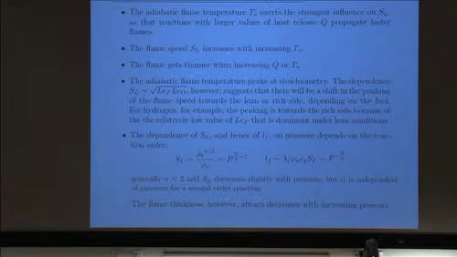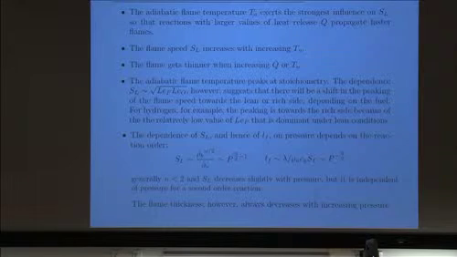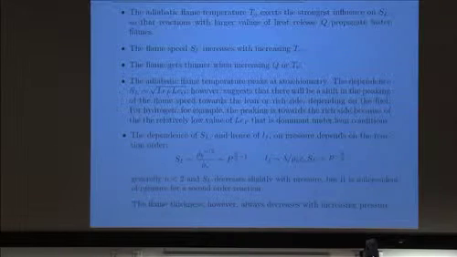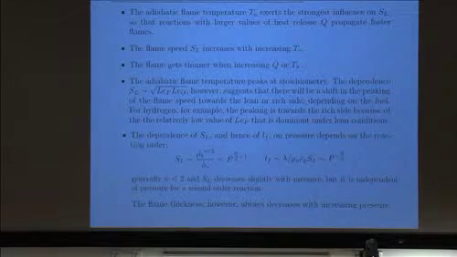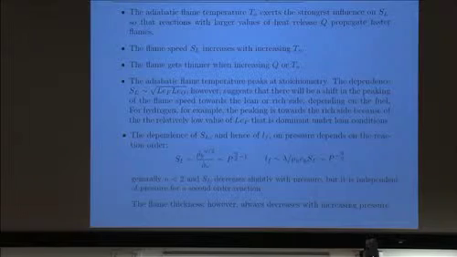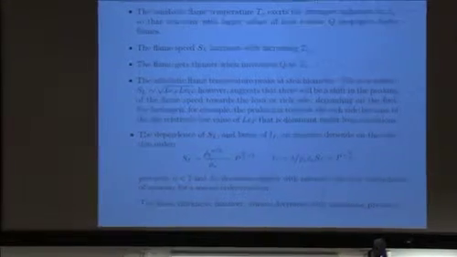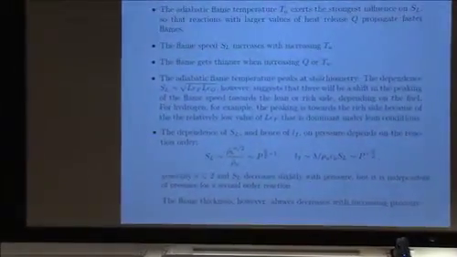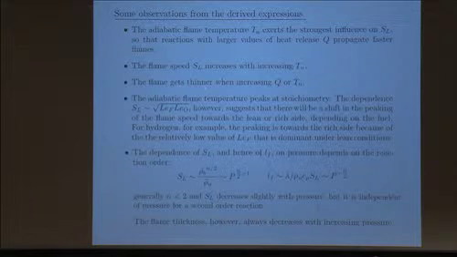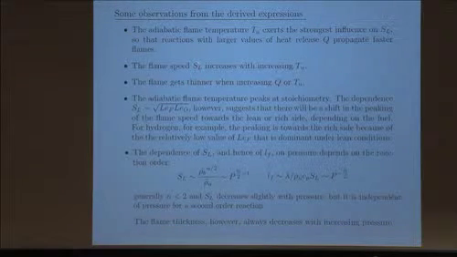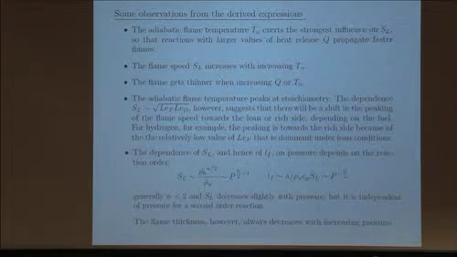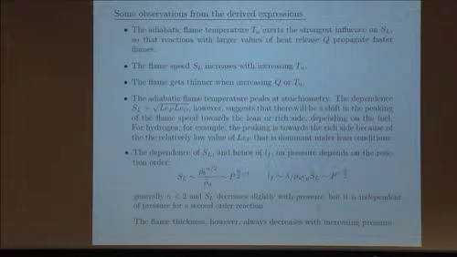Incidentally, which is written here, the flame speed also increases with increasing TU. But of course, if you increase TU, you also increase the adiabatic temperature, and so it has, in a way, the same effect, right? In other words, if you start with a hotter mixture, it will have a larger adiabatic temperature, and so the speed will be larger. Okay, now because of this dependence on SL, the flame will get thinner when you increase Q or TU, which is an obvious result.